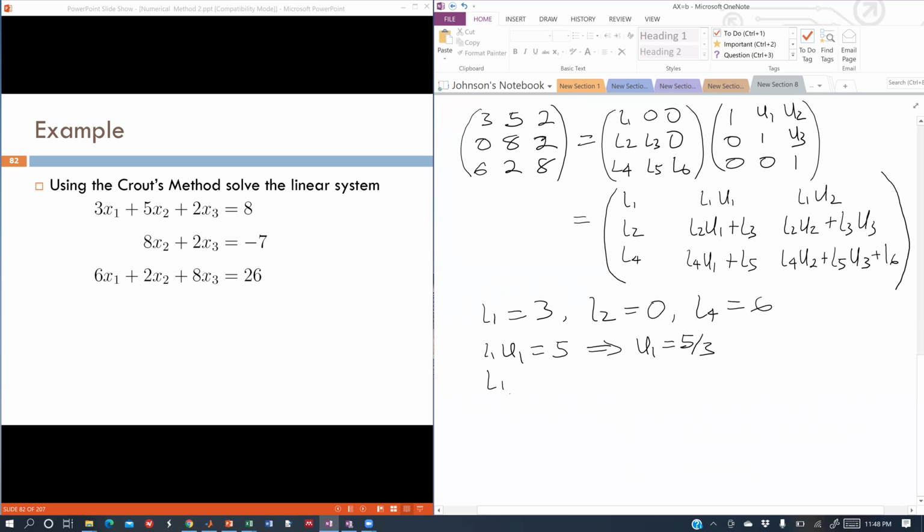Easy. Then L1 U2 is equal to 2, according to the entry there. And that implies, we know L1 to be 3, so straight away our U2 is equal to 2 on 3. Then we move to the second entry on row 2, which gives us L2 U1 plus L3, and that is equal to the entry there, which is 8. Some substitutions to be made. L2 is 0, so fortunately the whole of this will go to 0. And so it implies that our L3 is equal to 8.